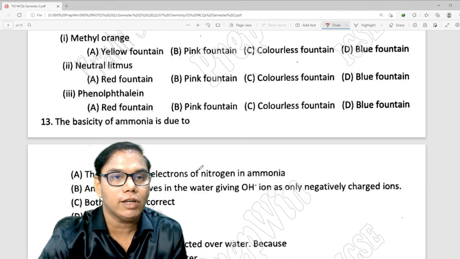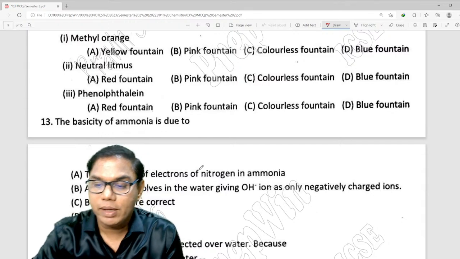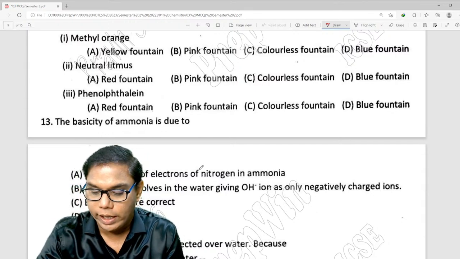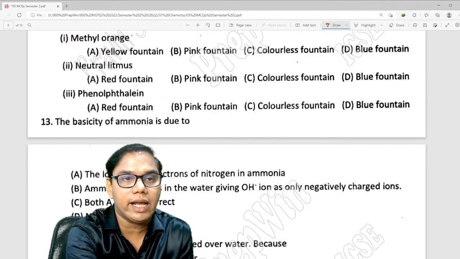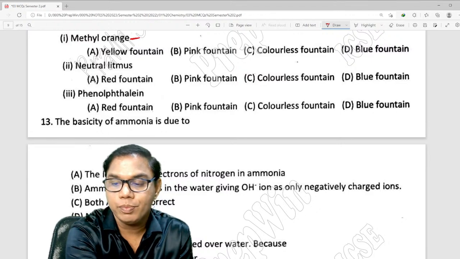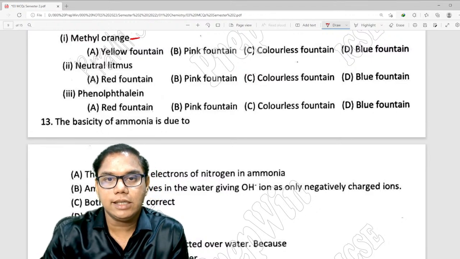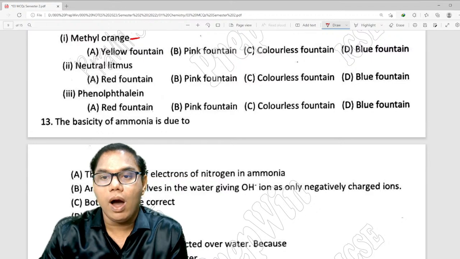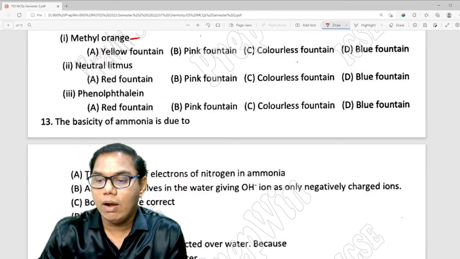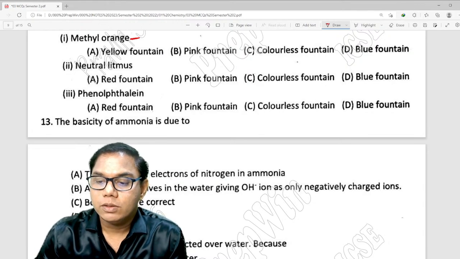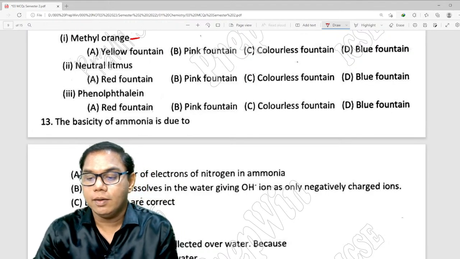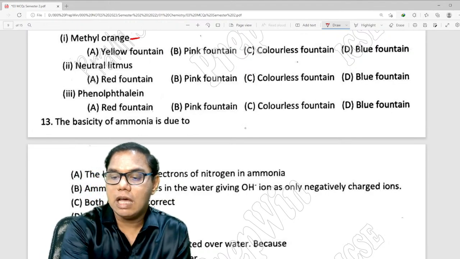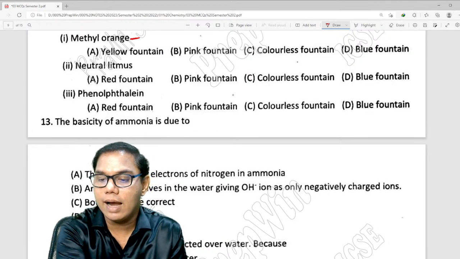12th, the first one: the color of methyl orange will change from orange to which color? A base changes this color to which color? Is it yellow? Is it pink? Is it colorless? Or is it blue? Sweety Kumari is almost right with all the answers, but in chemistry, some of our answers are dicey.